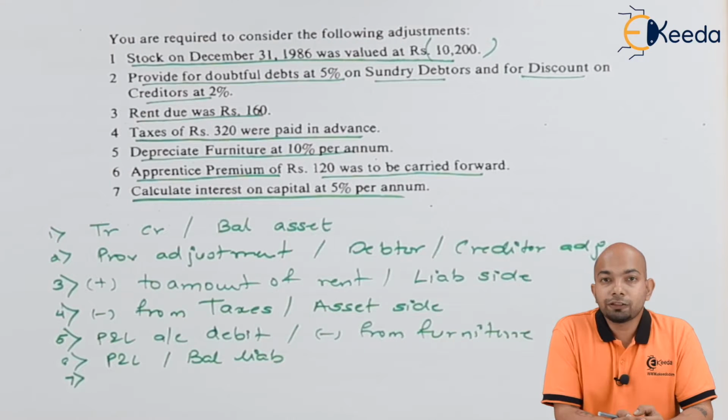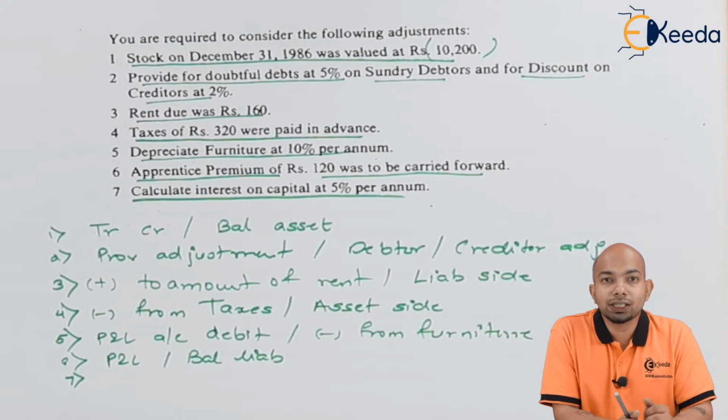Interest on capital 5% per annum. This will be added to the capital. However, it is an expense for us. Hence, it will be mentioned on the profit and loss account debit side.